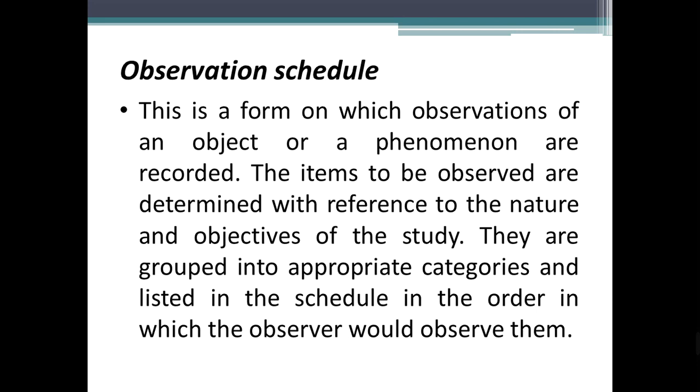Observation schedule. This is a form on which observations of an object or a phenomenon are recorded. The items to be observed are determined with reference to the nature and objective of the study. They are grouped into appropriate categories and listed in the schedule in the order in which the observer would observe them.